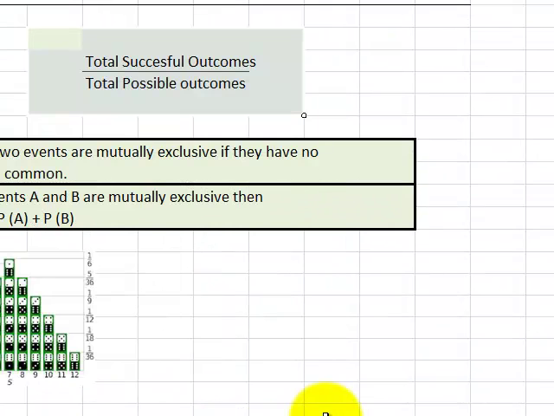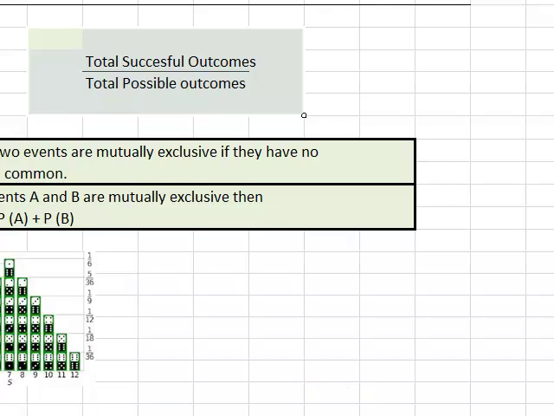Let's talk now about mutually exclusive events. The formal definition is that two events are mutually exclusive if they have no common outcomes. If I roll two dice, I can't get a 7 and an 11 at the same time. I either roll a 7 or an 11. Mutually exclusive means if I roll a 7, then I can exclude 2, 3, 4, 5, 6, 8, 9, 10, 11, 12, because I can't roll both of them at the same time.